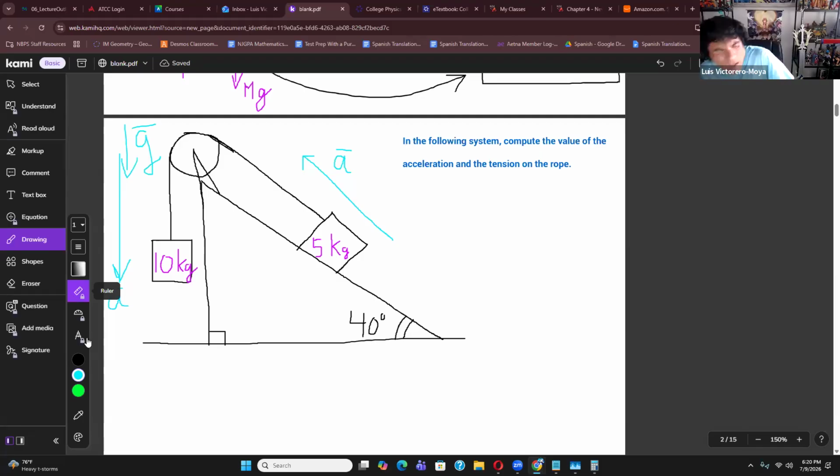So for the 10 kilogram mass, that's an easy one to begin with. The rope is hanging. So what forces are acting on the 10 kilogram mass?